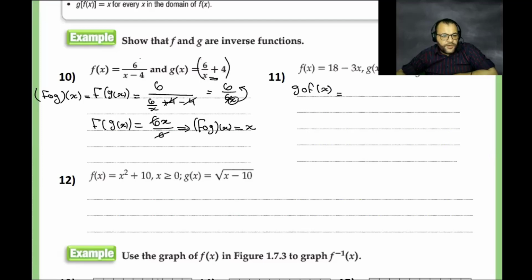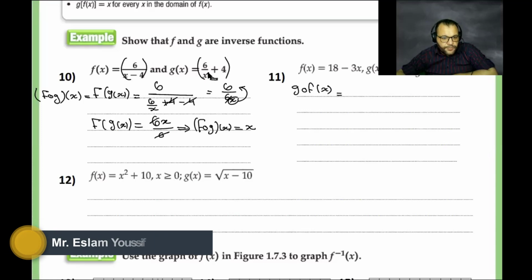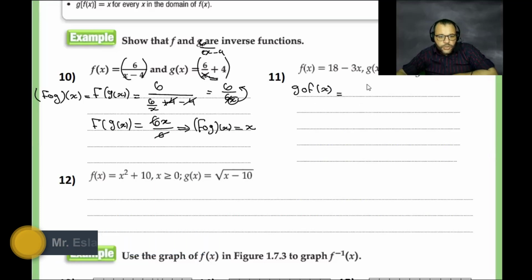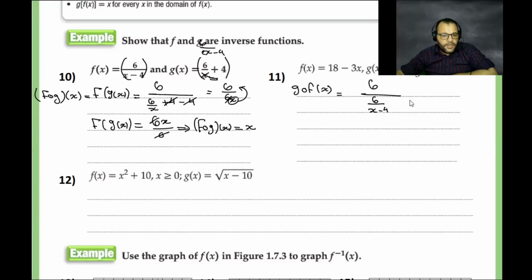What is the value of f of x? Which is 6 over x minus 4. I'll just replace x here with 6 over x minus 4. So the new function now will be 6 over 6 at the denominator, it will be x minus 4, now plus 4. Any problem for this one?